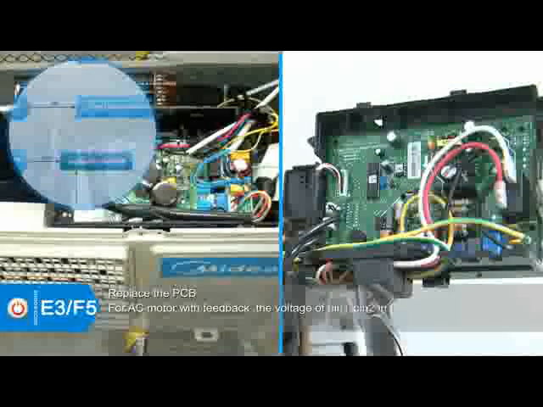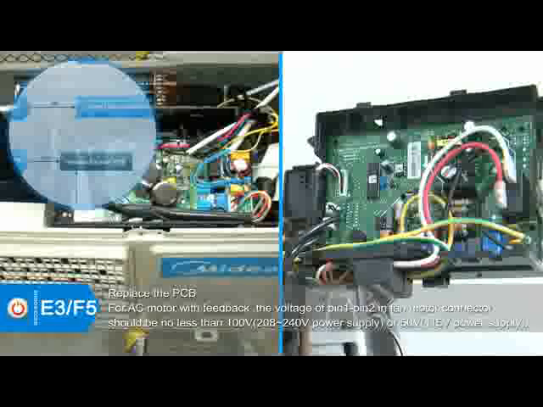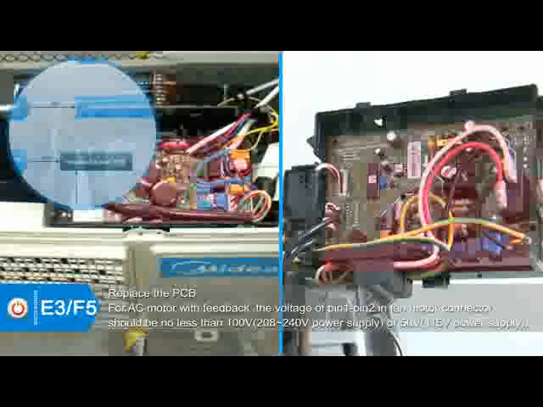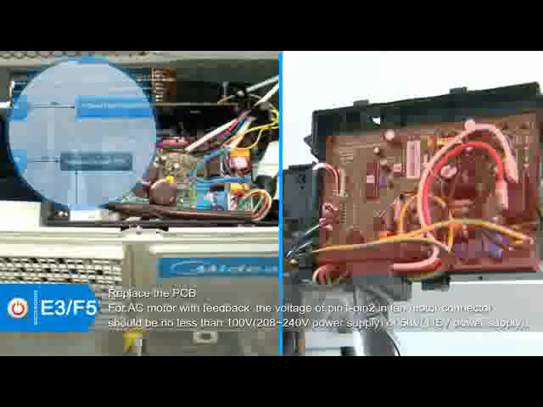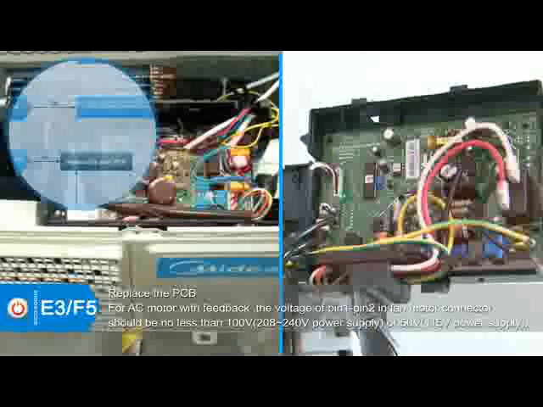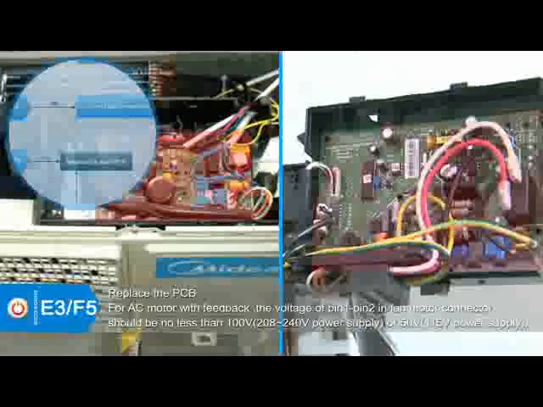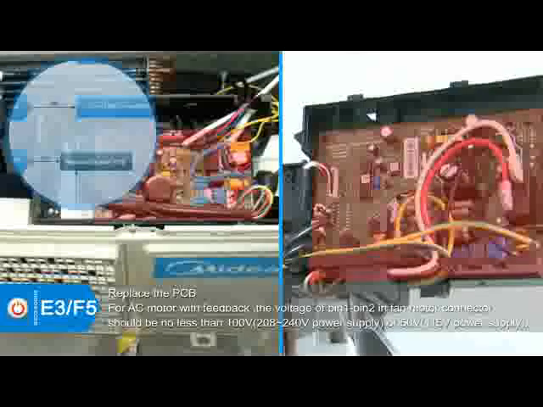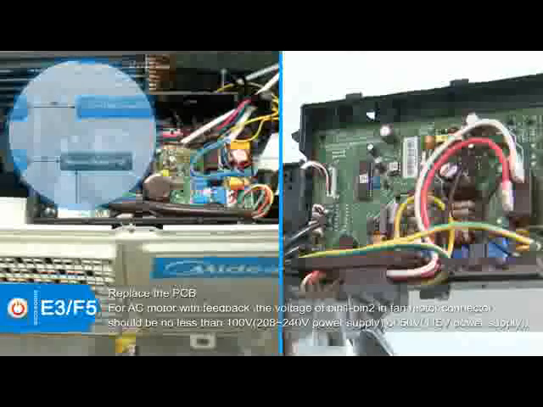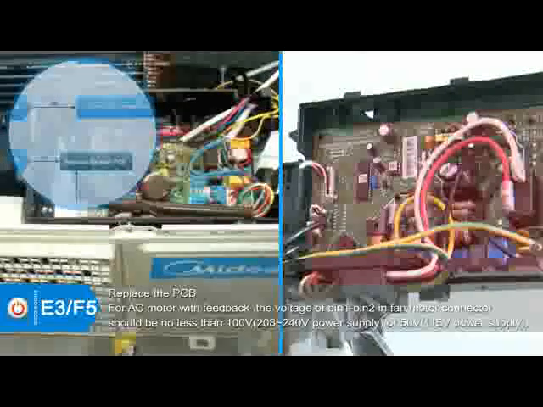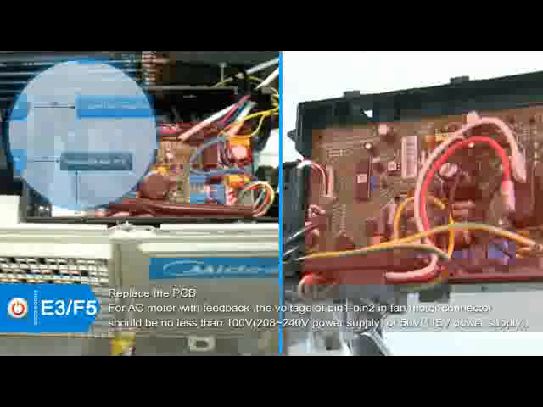Examination for main PCB board. AC motor with feedback. Turn the power on and set the unit as running in high-speed mode. 15 seconds later, measure the voltage of pin 1 to pin 2 in the fan motor connector. If the value of the voltage is lower than 100 volts for 208 to 240 volts power supply, or 50 volts for 115 volts power supply, the PCB must have problems and needs to be replaced.